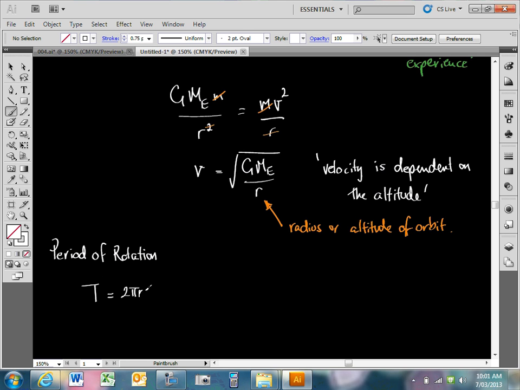You'll remember this as soon as I say it. 2 pi r on v. From that, we can say that v is equal to 2 pi r on the period. And we also have, from before, v is equal to the square root of G M_E on R.